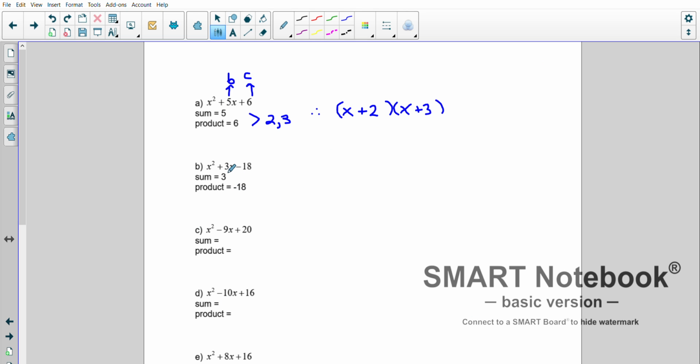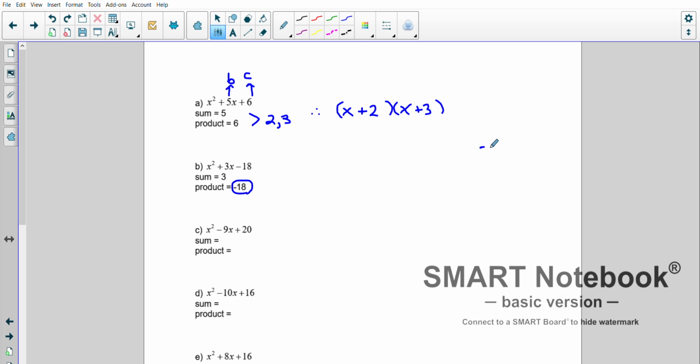You're looking for two numbers that add up to the b value, which is 3, and multiply to negative 18. Just say you're absolutely stumped and have no idea what to do. What you're going to do is take this product number, because there's an infinite possibility of numbers that add up to 3, but only a fixed amount of possibilities for negative 18. So that's what I do.